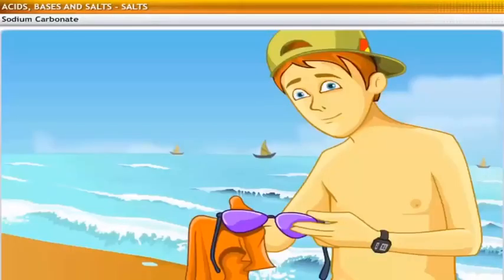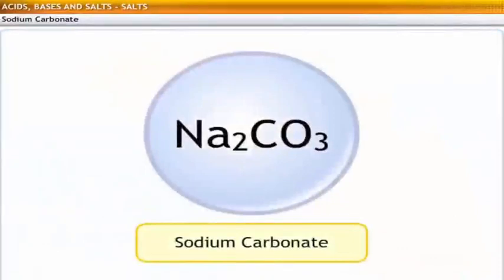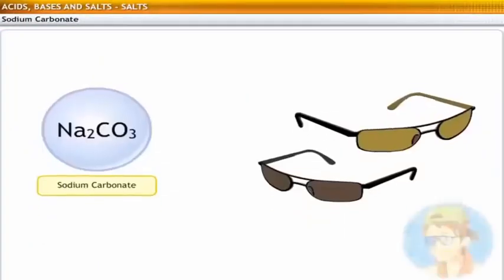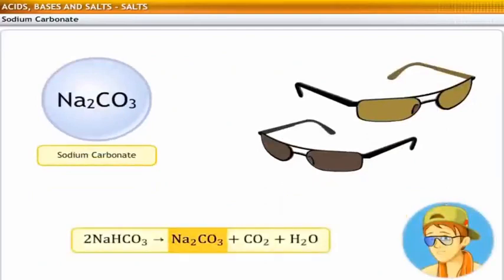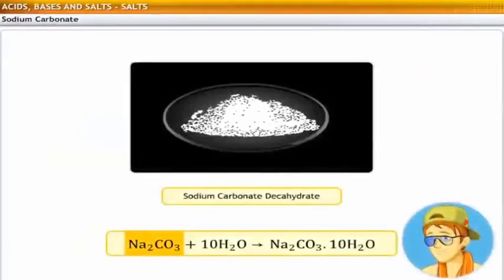Do you know how glass is made? No idea. Sodium carbonate is used to manufacture glass. Sodium carbonate? Sodium carbonate is obtained by heating sodium hydrogen carbonate and is called anhydrous sodium carbonate or soda ash. The anhydrous sodium carbonate is dissolved in water and recrystallized to sodium carbonate decahydrate.